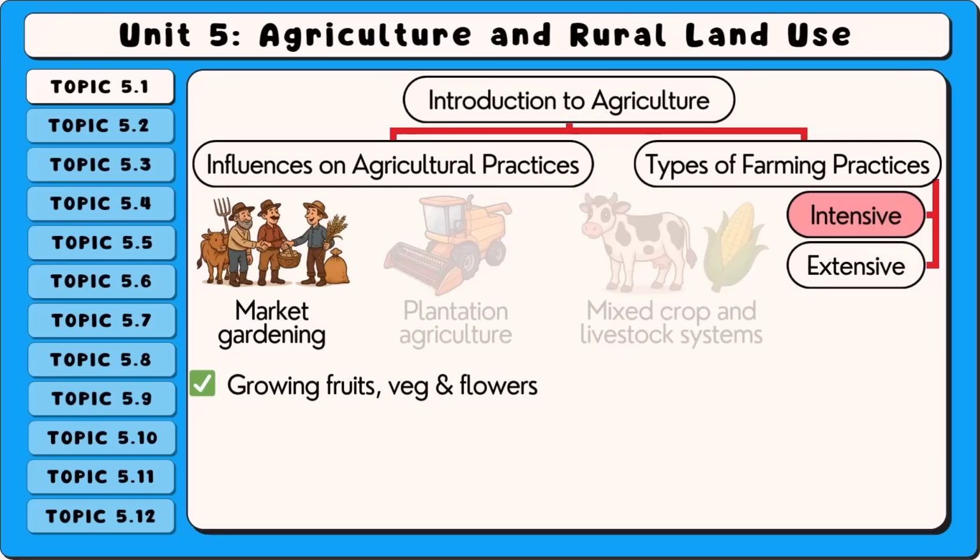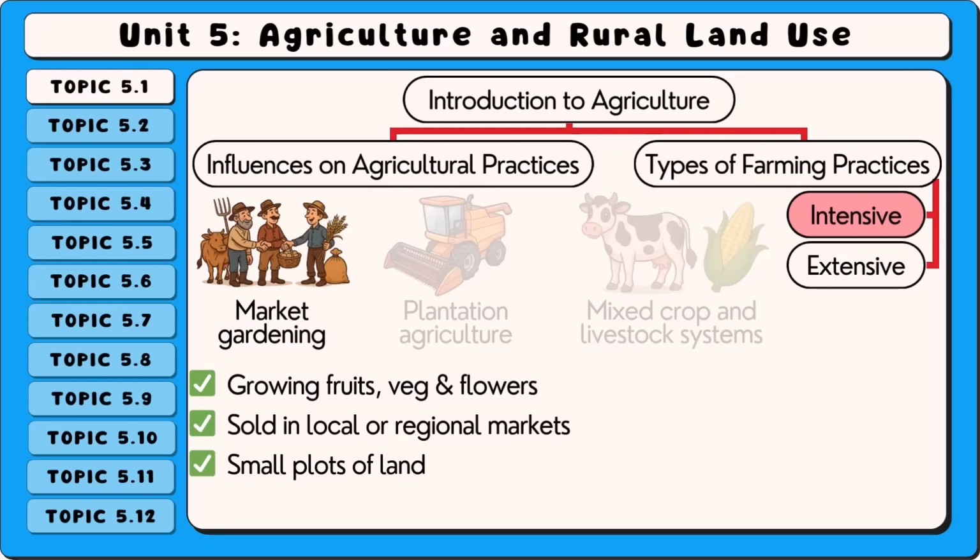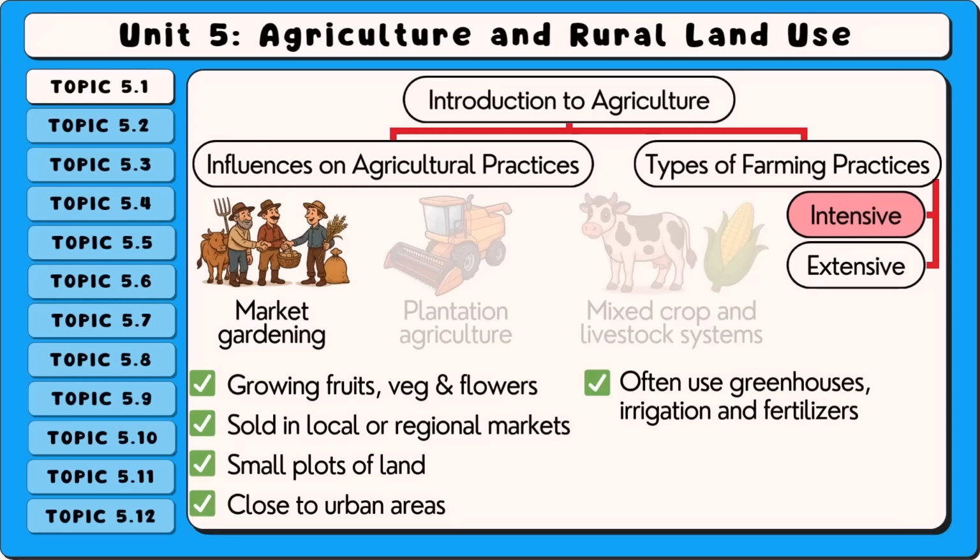This involves growing fruits, vegetables, and flowers for sale in local or regional markets. It usually takes place on small plots of land close to urban areas, and farmers often use greenhouses, irrigation systems, and fertilizers to increase production. Strawberries, lettuce, and tomatoes are common crops in market gardening.